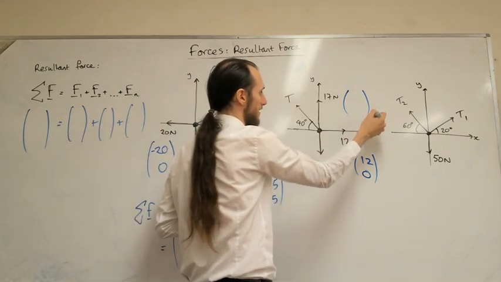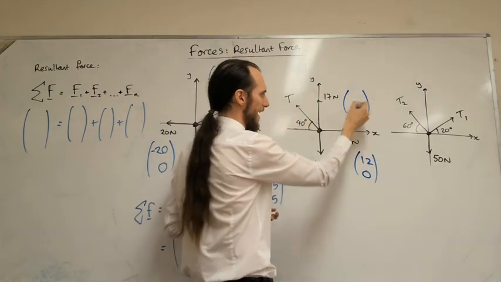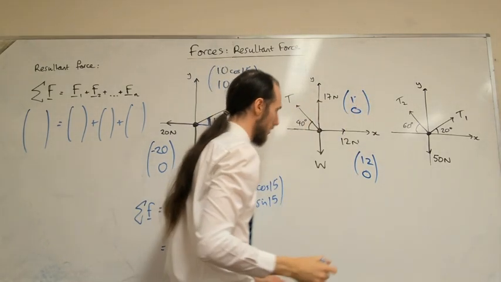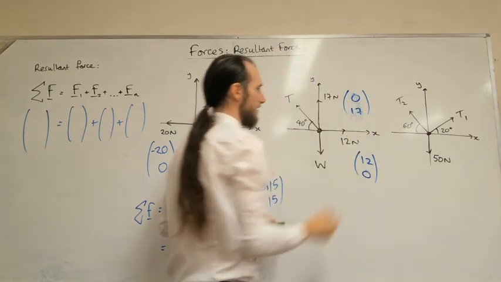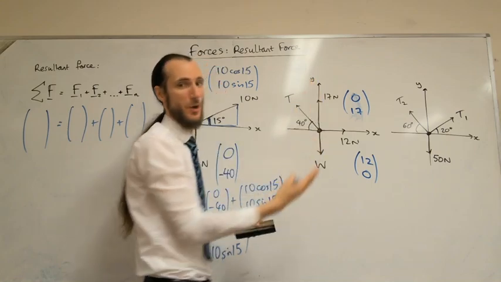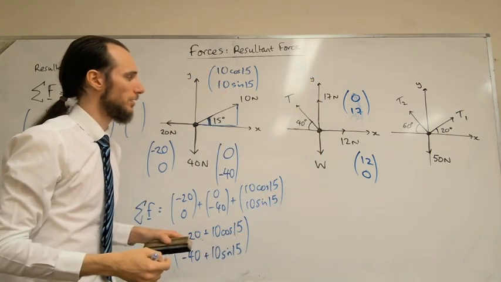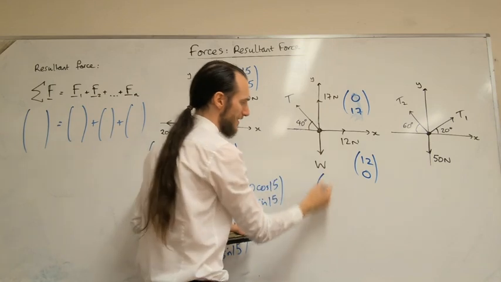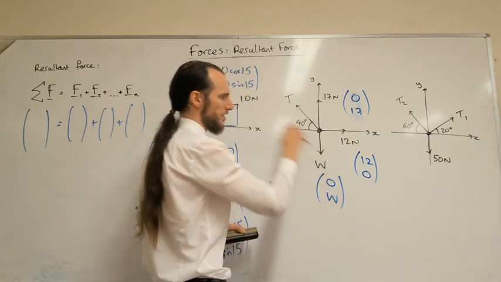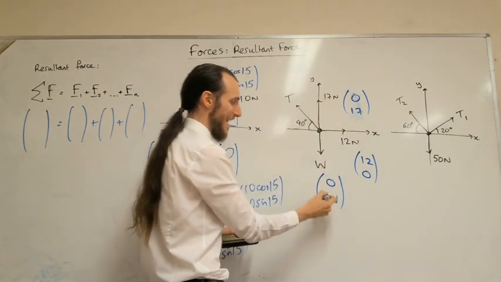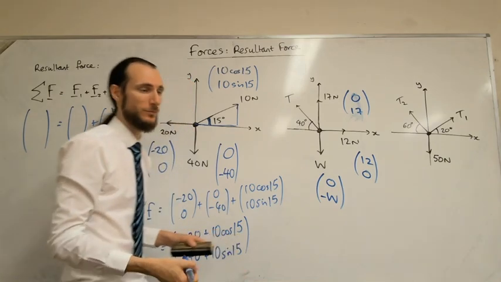This 17 is going on the y-axis, so nothing in the x-axis. So 17, other way around, nothing in the x-axis, 17 in the y-axis. And again, it's going to be a positive one because it's going up. W here is also on an axis. So this is going to be 0 in the x and W in the y because it's not going in the x, it's going straight down. It'd be a negative W because it's going down.